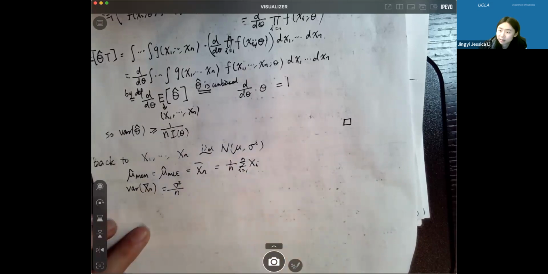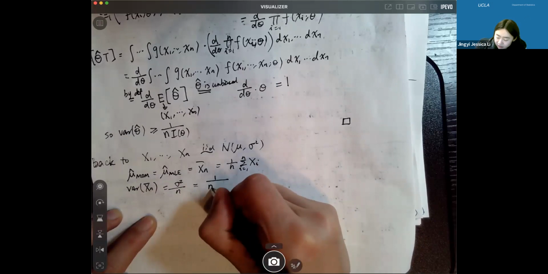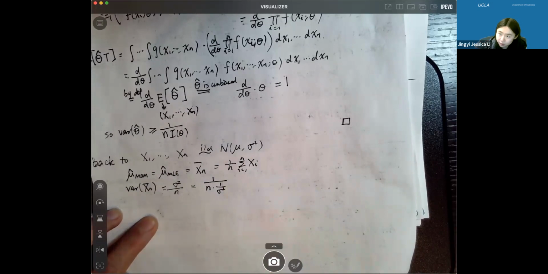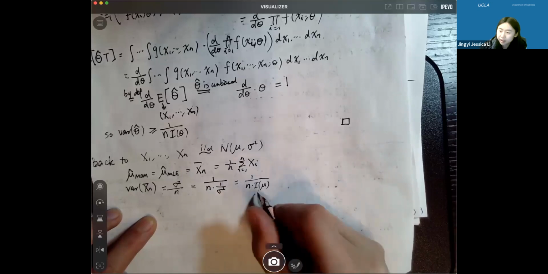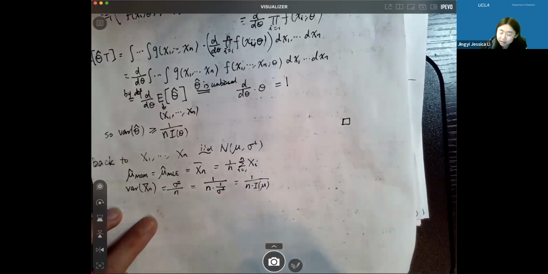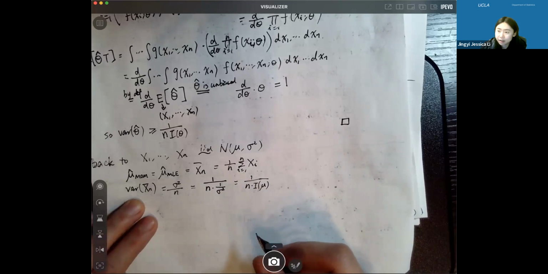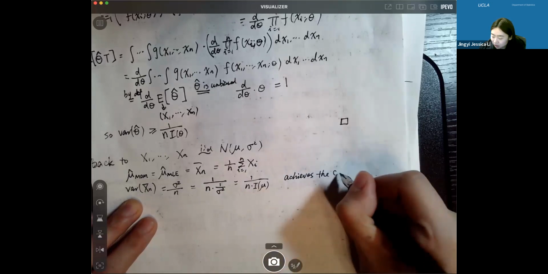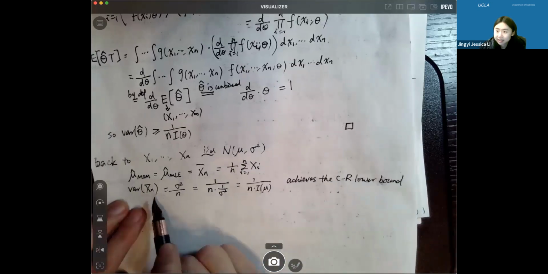So that's the variance. And now you can see this is actually equal to 1 over n times 1 over sigma squared. That's the Fisher information we just computed for mu. We computed the information of mu as 1 over sigma squared. So it means that this X bar attains the Cramer-Rao lower bound, achieves the CR lower bound. In other words, this is the best estimator we can get.